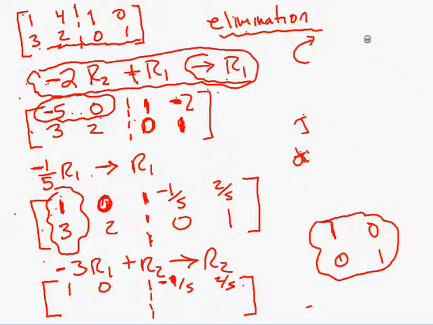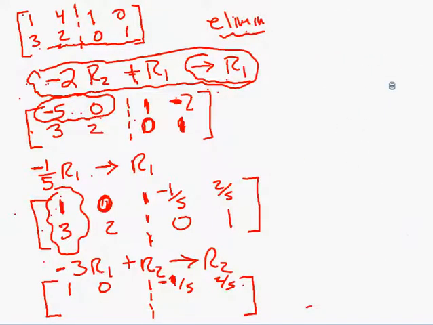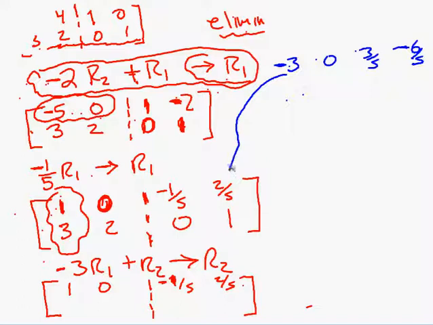Okay, so I'm going to erase this stuff over here so I have room. And I'll change my color. Okay. I hate that my thing disappears so often. Okay, so I'm going to do negative 3 times row 1. That's going to give me negative 3. I have a 0. And then negative 3 times negative a fifth is 3/5. And then negative 3 times 2/5 is negative 6/5. Okay, that's what this row 1 is going to become when I do this negative 3 times row 1.